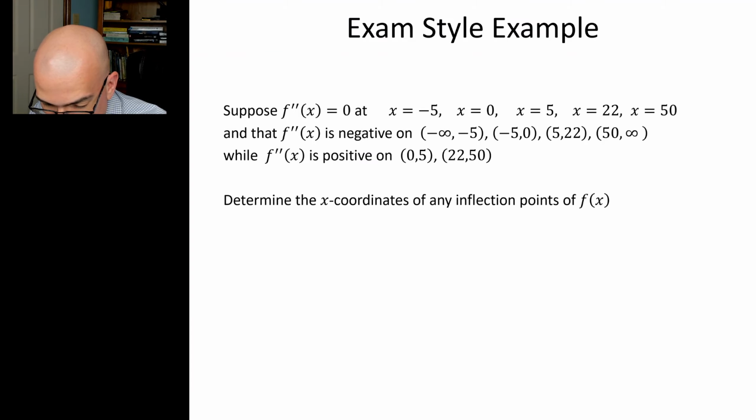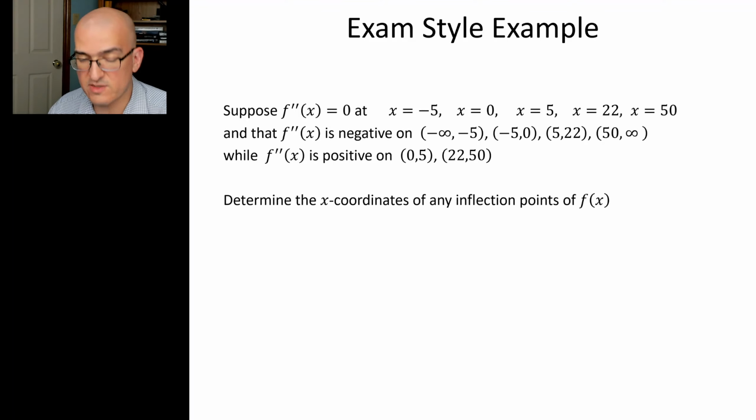We're told that the second derivative is 0 at -5, 0, 5, 22, and 50. Aha, same x values, but different information otherwise. We're told that the second derivative is negative in some intervals and positive in other intervals. Determine the x-coordinates of any points of inflection.